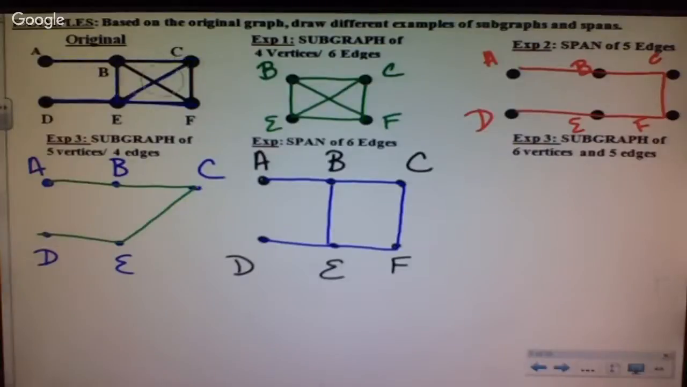Finally, the last one. I want a subgraph that has 6 vertices. Well, I only have 6 in the picture, so I need them all. A, B, C, D, E, and F. I want to connect these using 5 edges. What edges would you like to use?